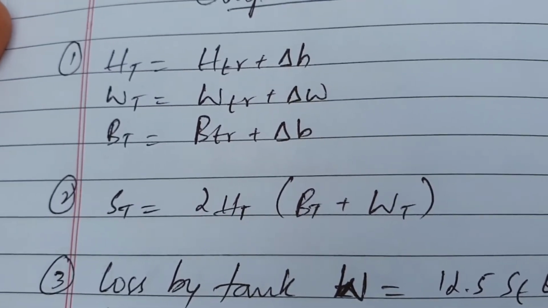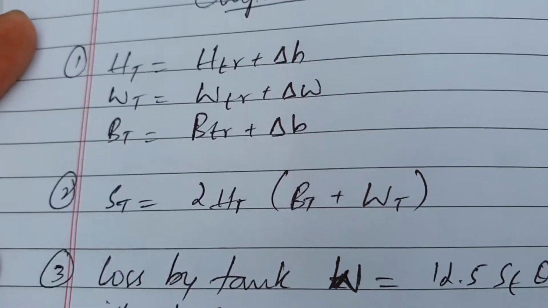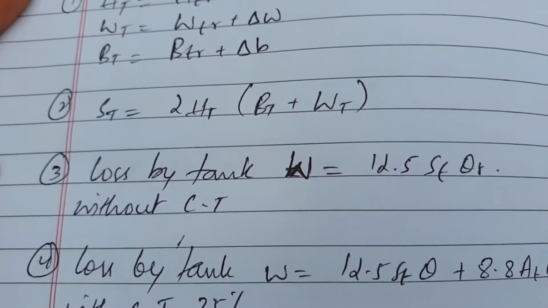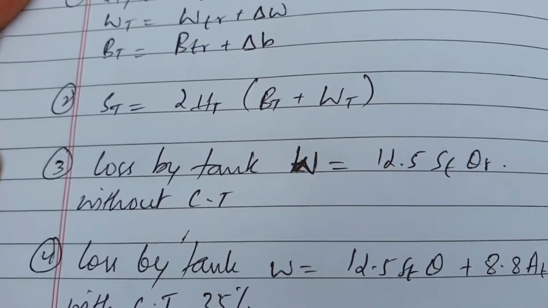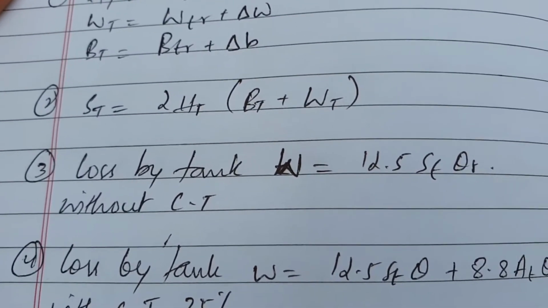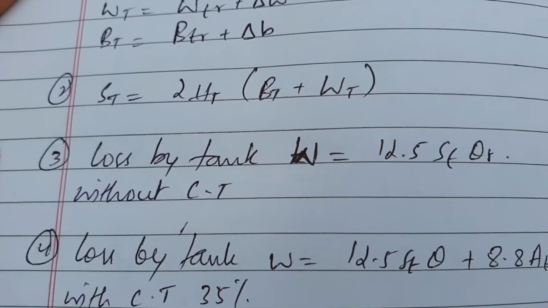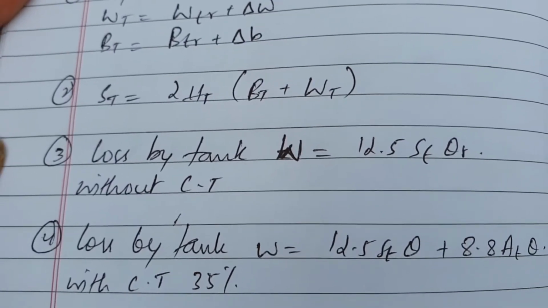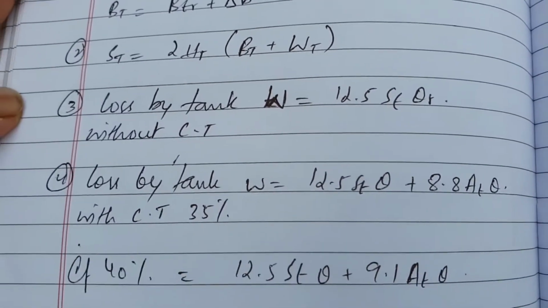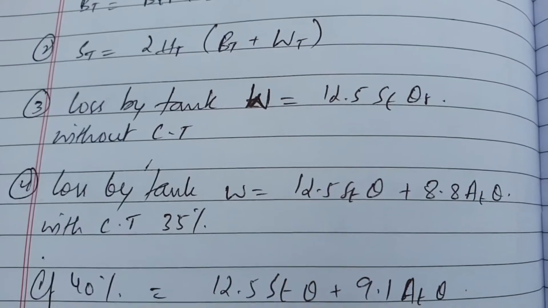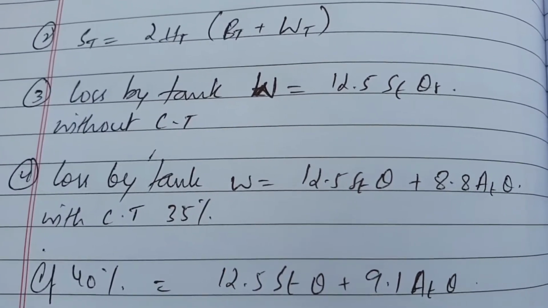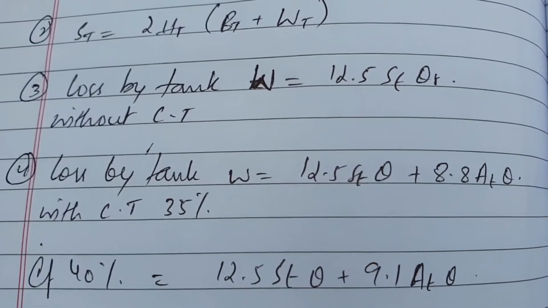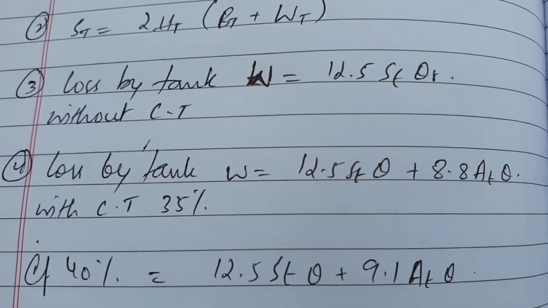WT, width of transformer tank, and BT, breadth of transformer tank. Second formula, surface area of tank can be calculated as ST is equal to 2 into HT into the bracket BT plus WT. Third formula, the total loss or heat dissipated by tank without cooling tubes, W is equal to 12.5 ST theta R.